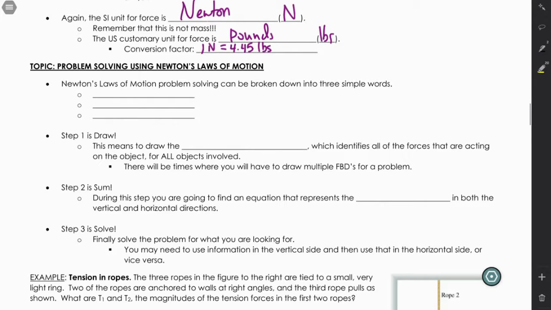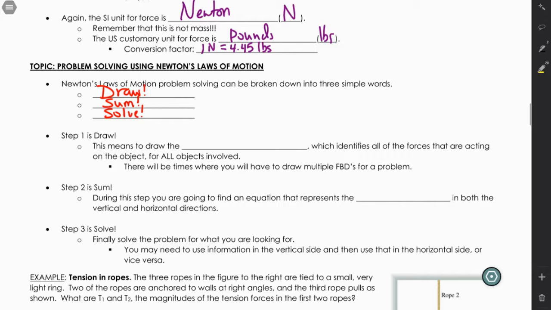So the first thing is, what is the strategy? And I like to just kind of make it simple. The way I think about Newton's laws is that it can be broken down to just three simple words: draw, sum, solve. Okay, that's it, right? There are three simple words, three steps in doing Newton's law problems.